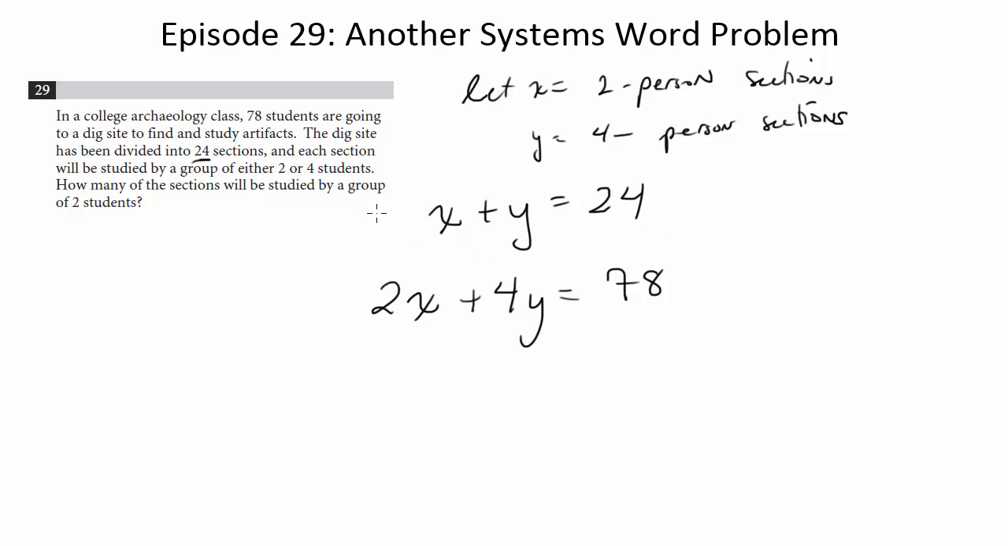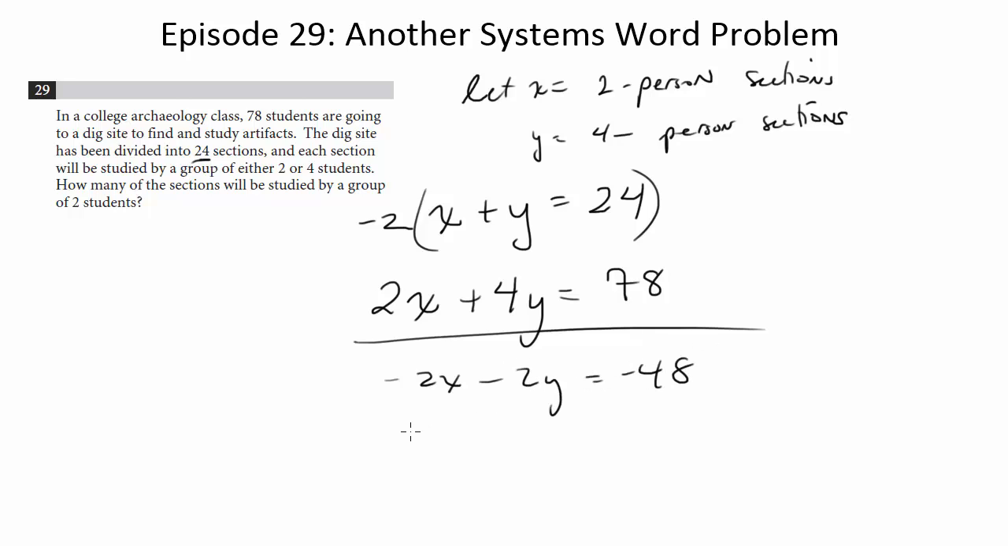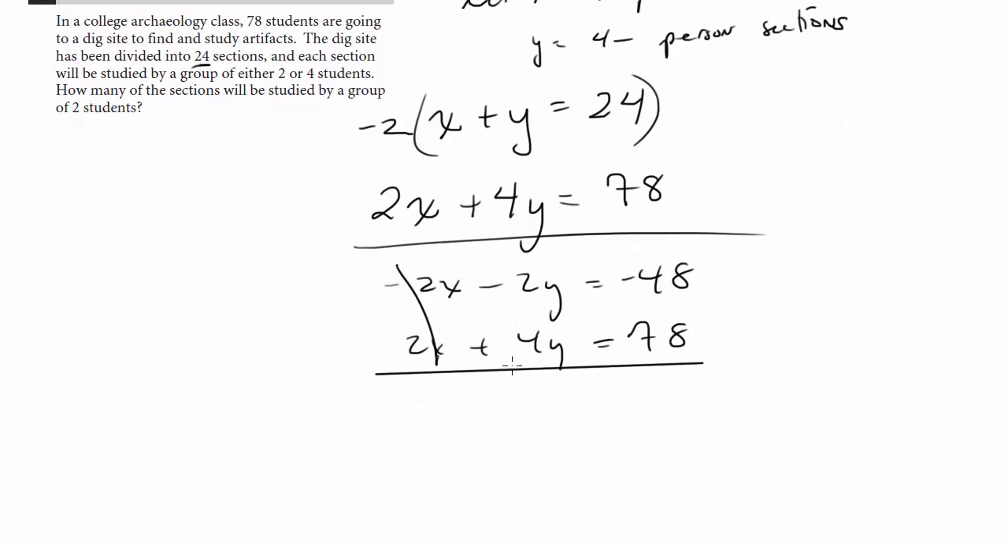And here we have my two equations, and now I just need to go ahead and solve the system. So I'll multiply the top by negative 2. That's going to give me negative 2x minus 2y equals negative 48. Bottom equation is still the same. Now I'll go ahead and add. 2 x's cancel, I get 2y equals 30, so y equals 15.